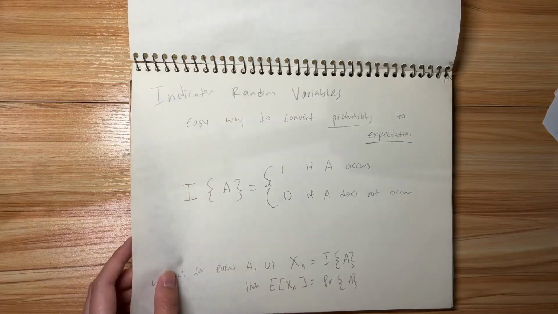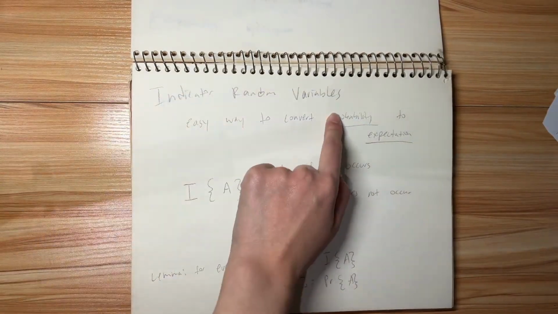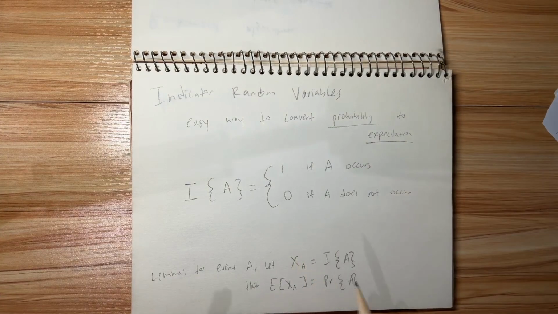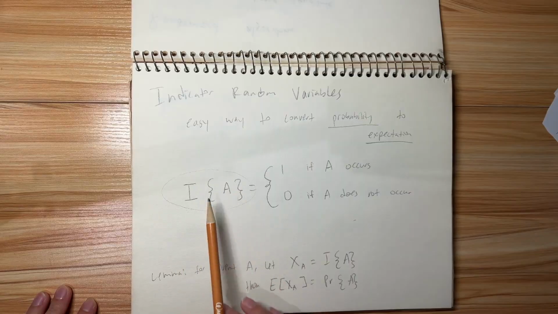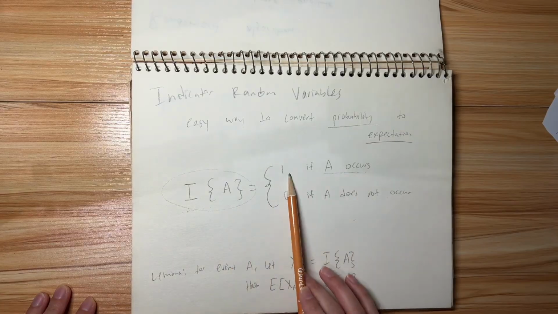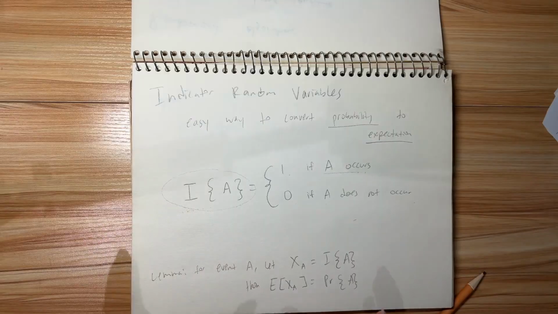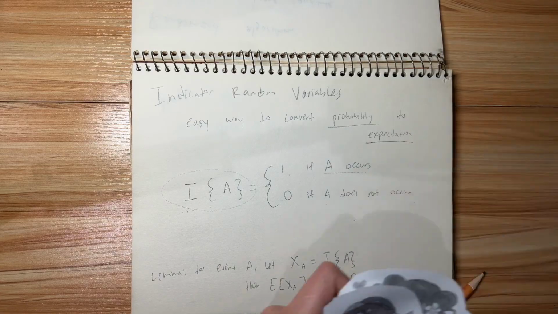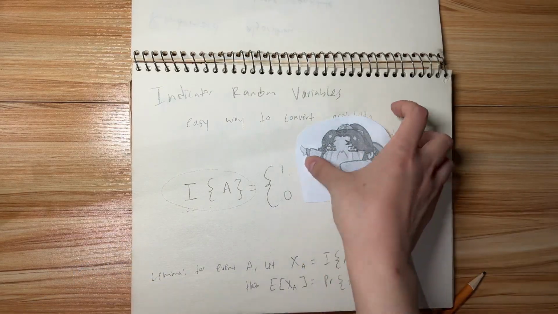To help us with the analysis, we have something called an indicator random variable. It's a very easy way to convert probability to expectation. The definition is basically this: you have your indicator random variable, and if the event A happens, it's a 1. If the event A does not happen, it is a 0. It's very important that this is a binary choice. You can't have a case where I have this guy as my disciple, but also her at the same time. This is completely binary.